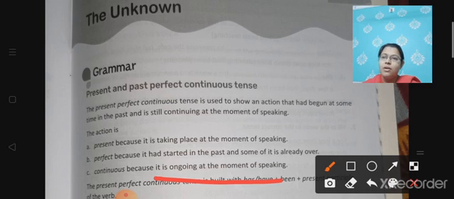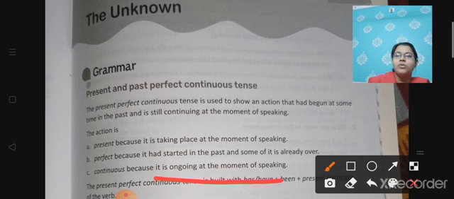That's why we say प्रेजेंट टेंस. वो एक्शन अभी हो रही है. परफेक्ट क्यों कहेंगे? Because it started in past and some of it is already over, मतलब थोड़ी बहुत ख़त्म हो गई है पास्ट में, but it is still going on. और कंटिन्यूअस टेंस हम कब यूज़ करते हैं? When the action is ongoing at the moment of speaking. That's why it is called continuous tense.